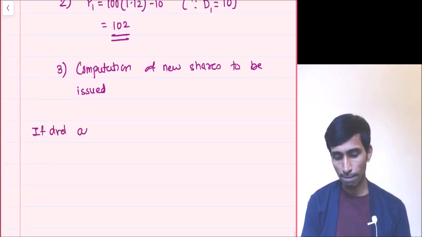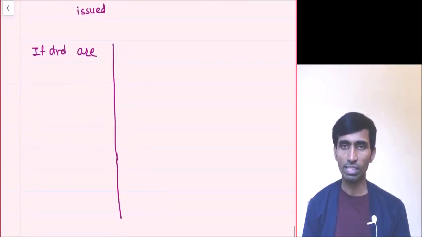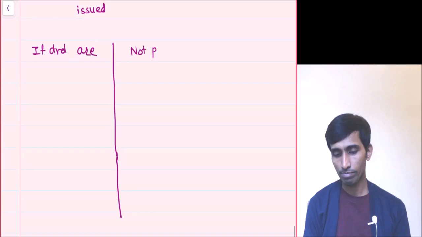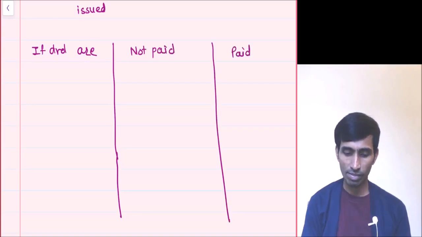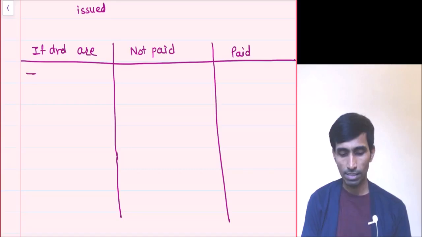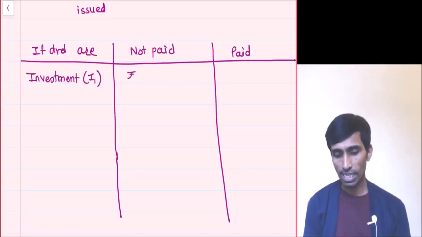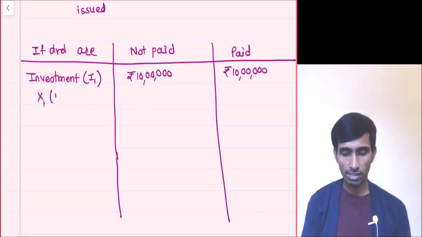First column, if dividend is not paid, second column, if dividend is paid. Investment, I1. The investment, how much do you want? 10 lakhs. Please write. X1, that is R minus E.